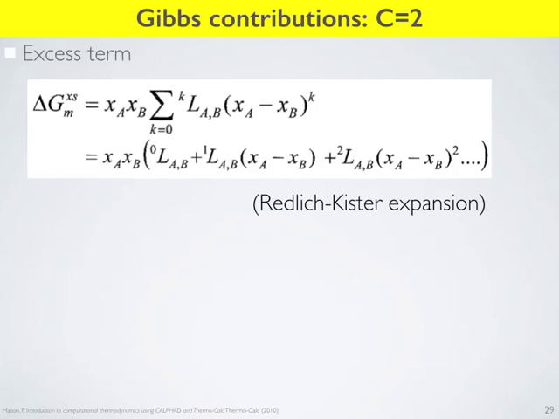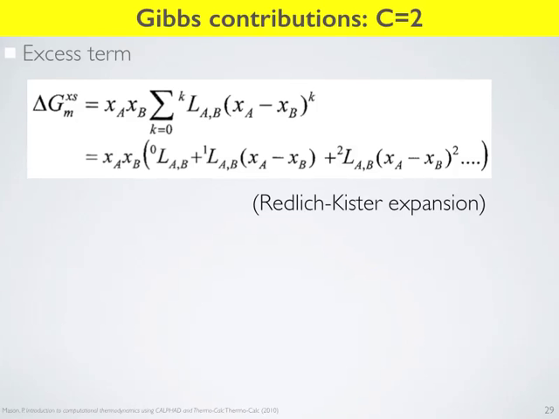Then the excess terms, this is where all the action happens. Over the last more than a century, a number of different models have been proposed to capture non-idealities. Basically this reduces to picking a functional form which is sensible and has been shown to work. This is one, the Redlich-Kister expansion, which is a polynomial expansion in the difference between the mole fractions of A and B raised to some power. It turns out this is pretty flexible and works pretty well. And then it's just parameter fitting.